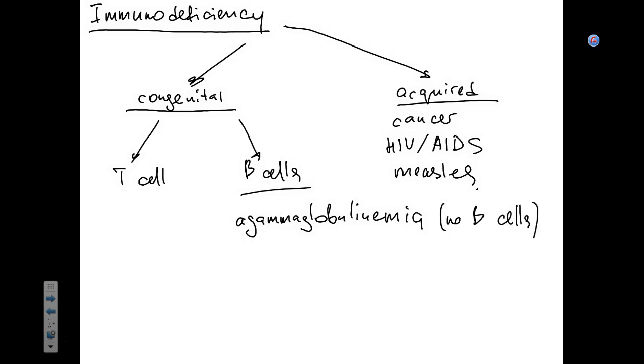There's a condition when the B cells mature, but they're not functional. It's called adenosine deaminase deficiency. You don't have to know that. Okay? Now, if you don't have T cells, that's called DiGeorge syndrome.